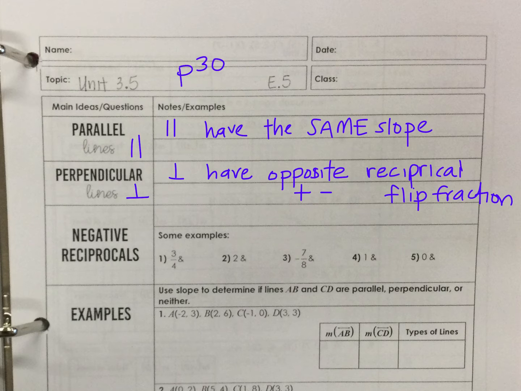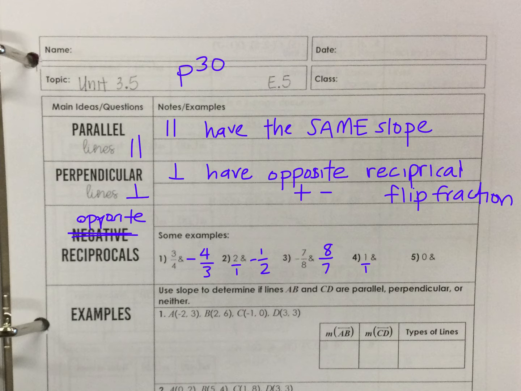Okay. So we're going to practice opposite reciprocals for a moment. So to do that, the opposite of positive 3 over 4 would be negative 4 over 3. The opposite reciprocal of 2 over 1 would be negative 1 over 2. All right, so the next one, negative 7 over 8. The opposite of negative is positive. The reciprocal would be 8 over 7.